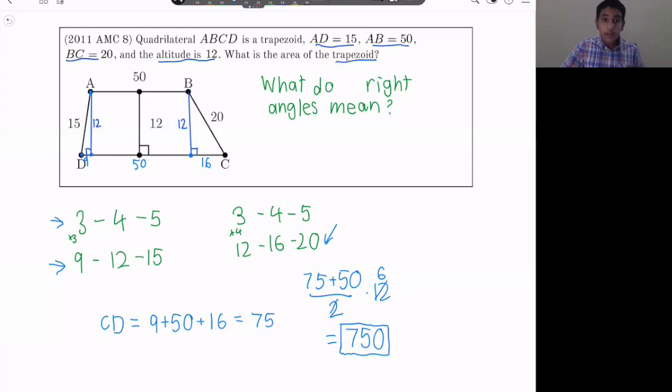Any questions on this problem? So let's move on.